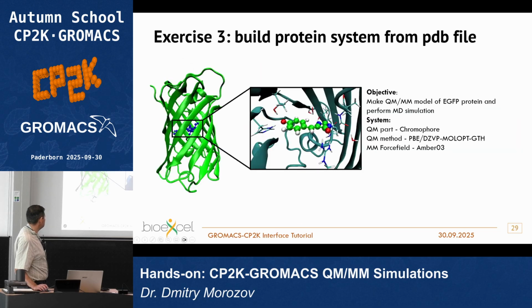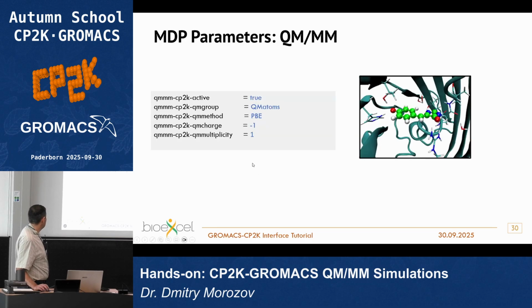So, for this, we will use the following setup. We will take the chromophore from the PDB file, from the protein database. We set up first initially the classical simulations, and then we'll switch to QM/MM. And in task number 4, we'll calculate the spectra of it.